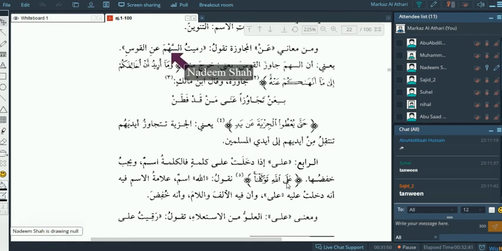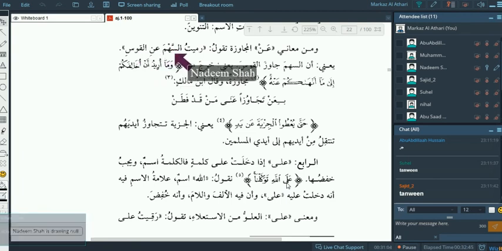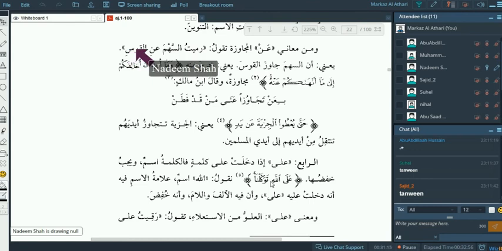Ramaytu means I threw, but in this case he's talking about releasing the arrow. Over here, sahm means arrow, and this word qaws means bow. Ramaytu means release, threw. They threw the arrow from the bow, or, I was avoiding the word "from", but an, al-qaws.